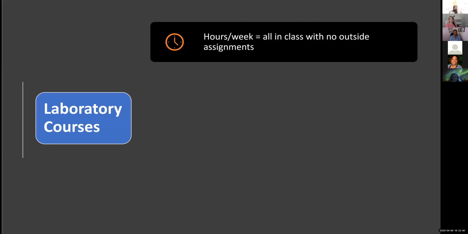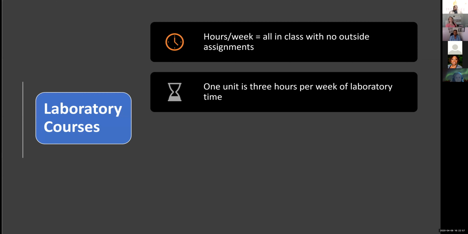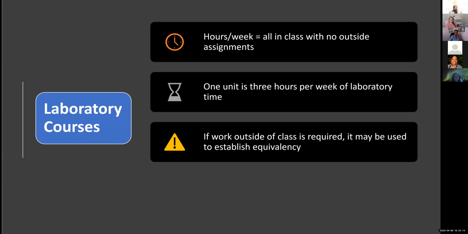Now for lab courses, the credit hour is defined as hours per week equal to all in class with no outside assignments. So under this definition, 1 unit will therefore be a 3-hour in-class lab per week without any work assigned out of the lab. Now, if out of class work is required, it may be used to establish equivalency.